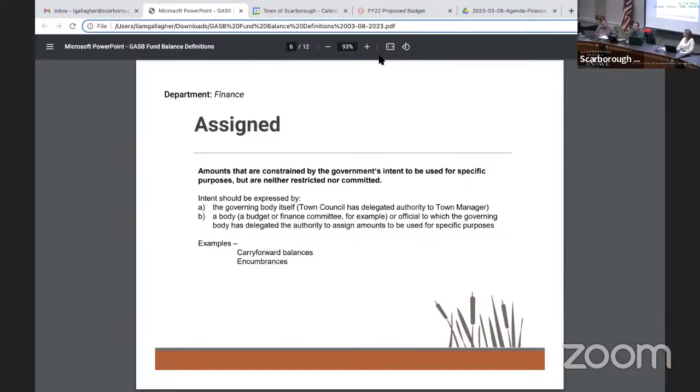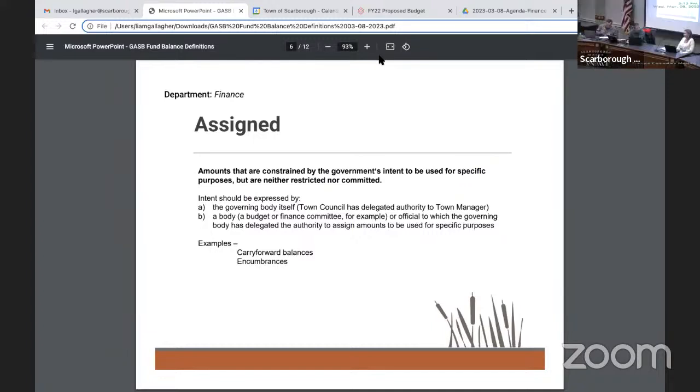With assignments, are those to be determined before the end of the year, or does that happen when we're putting together the annual statements? Assignments happen after. Okay, so there's some flexibility until then. Yeah, there's flexibility. Those can happen up to the issuance of your annual report.